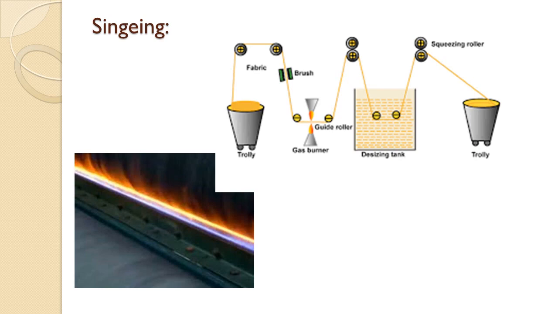There are 3 methods of singeing, like plate singeing, roller singeing and gas singeing. In industry, generally gas singeing method is opted. So here we can see the line diagram. The fabric is in trough. It is passing with the help of guide rollers, some sensors. So this is the singeing mechanism wherein the gas burner is there.